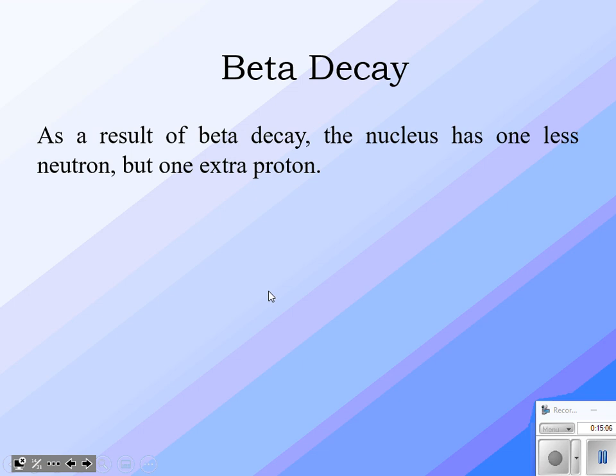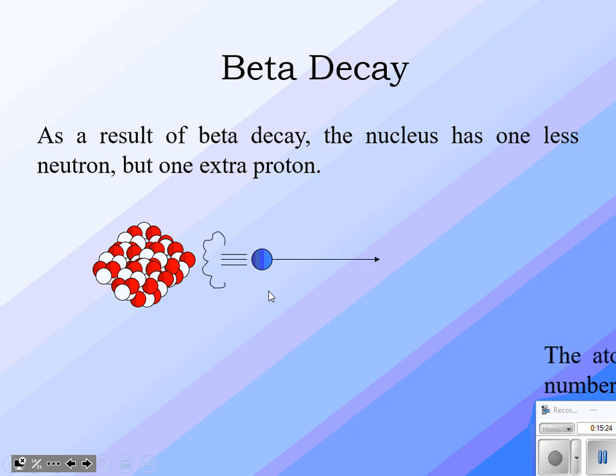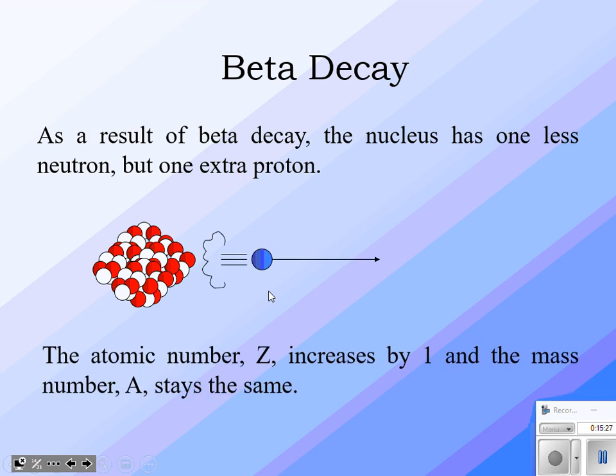Think about this. What is the top number? Neutrons plus protons, right? So if I change one of those, does it change that top number? No. The only one that's being changed is the bottom number. So the number Z increases by 1, but A stays the same.